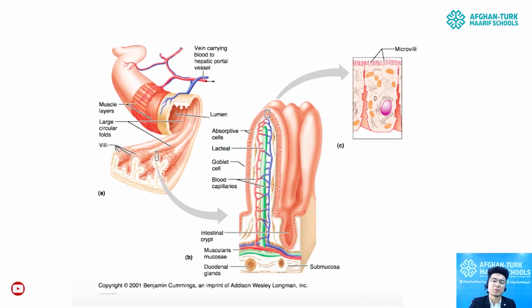This is a section of our small intestine. As you can see, there are finger-like structures which are called villi, and they are covered by further smaller structures which are named microvilli, as you can see here.